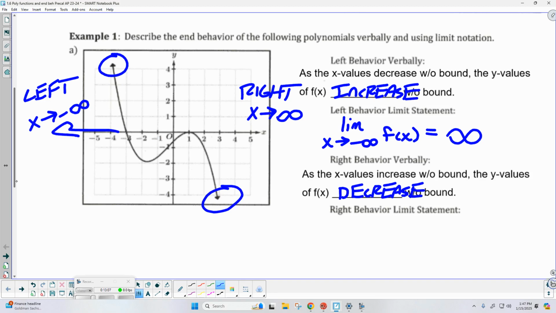So now I'm going to write that notation. So the limit as x approaches positive infinity of f of x. Because it's curving down on the right side, I'm going to say this equals negative infinity. Okay. This notation is describing that the y values are going to get increasingly small forever. Okay. And that's basically the core idea of this lesson right here. Questions? Super easy, right?